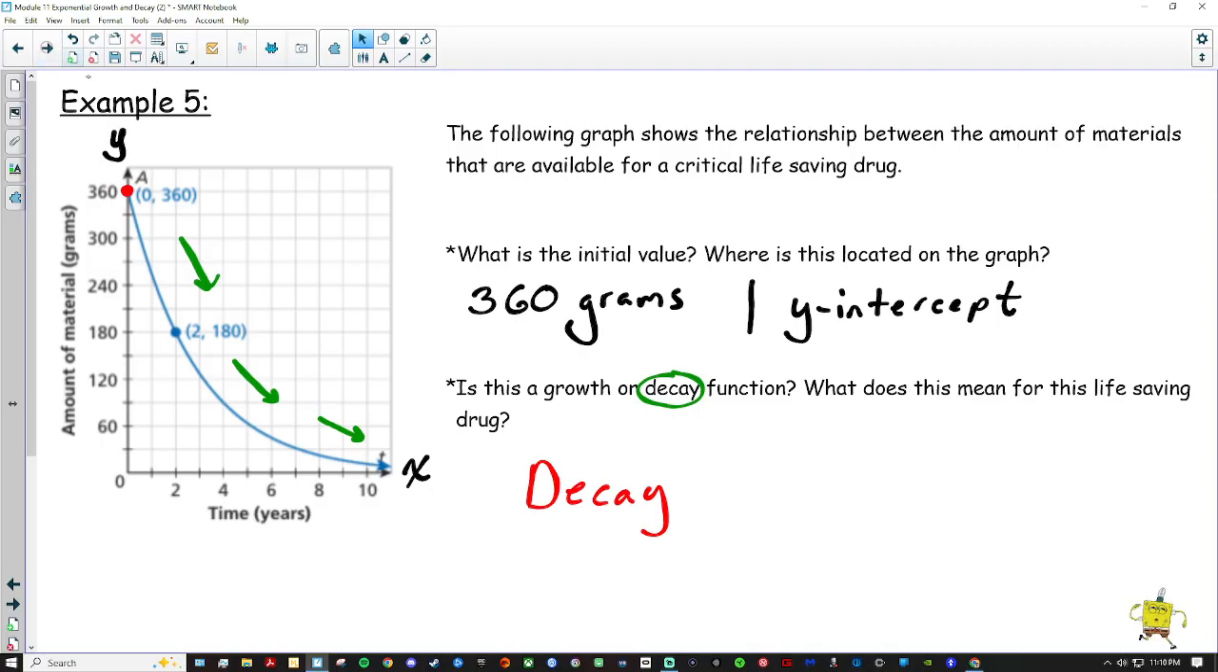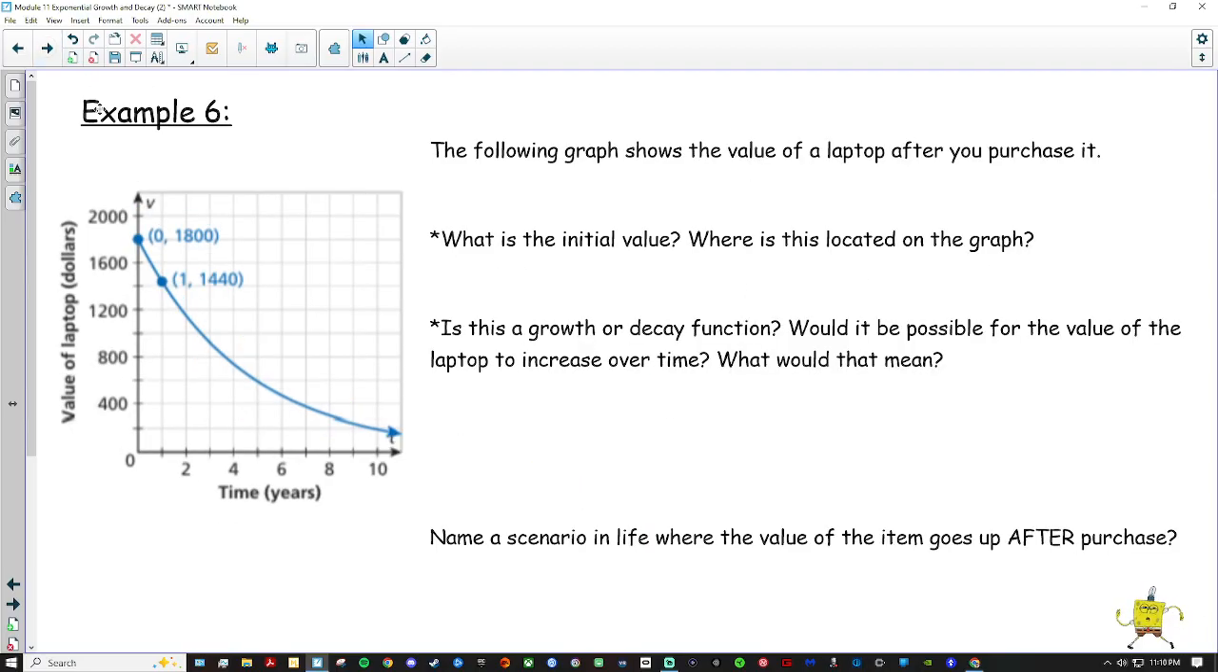Okay, take a second, pause the video, and try the next example. Example number 6. Alright, you've taken some time. The following graph shows the value of a laptop after you purchase it. Okay, what is the initial value and where is it located?